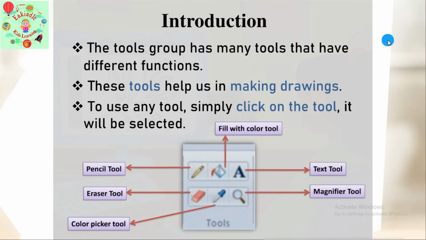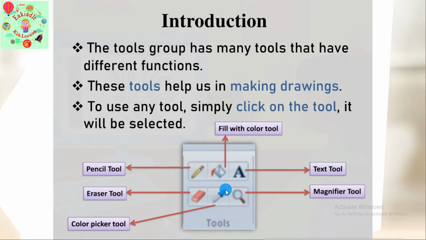The tools group has many tools that have different functions. In MS Paint, we have tools group which looks like this. This tools group has many tools with different functions. These tools help us in making drawings. To use any tool, simply click on the tool.